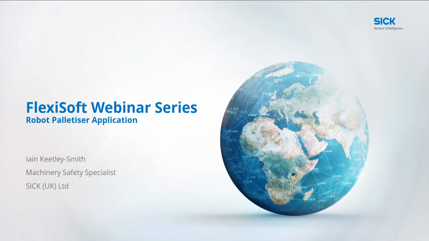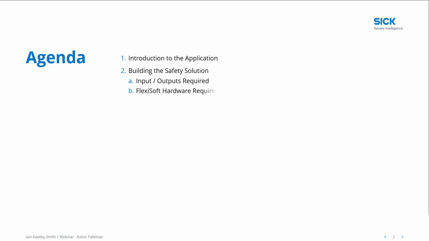So the agenda for today is first of all to understand the application and have an introduction to that. It is a video application which shows the Robot Palletiser, so we'll talk through that. Then we'll look at building up the safety solution, so we'll be looking at the inputs and outputs that are required for this application. We'll then be looking at the Flexisoft hardware that we need to make this application successful.